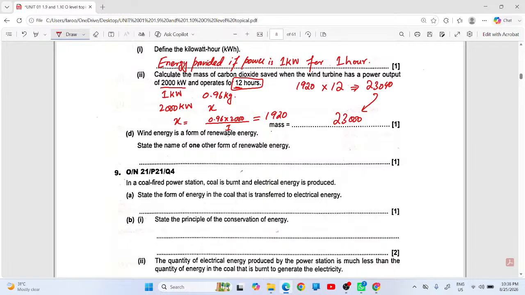Next is wind energy is the form of renewable energy. State the name of one more. Solar. Next, geothermal, hydroelectric, tidal. हेलो सर जी, हाँ आवाज आ रही है?